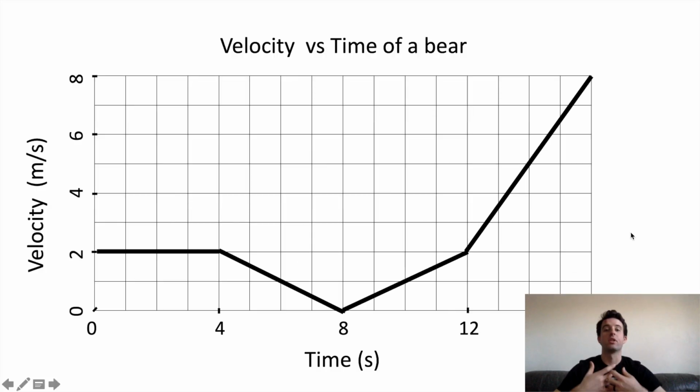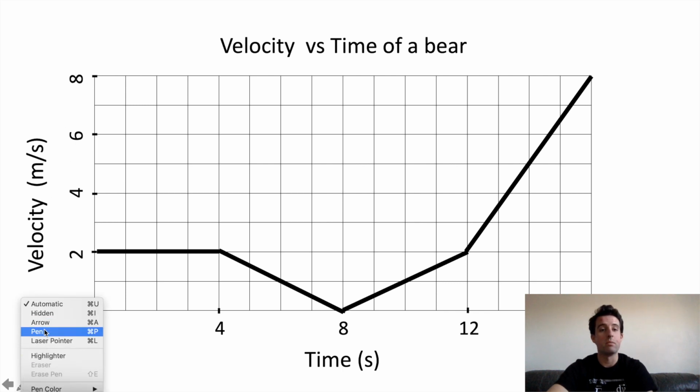Talk about velocity versus time graphs. And today we've got a velocity versus time graph of a bear. So this is a bear. You'll see that its speed ranges anywhere from 0 meters per second all the way up to 8 meters per second, and that this is over a course of 16 seconds.